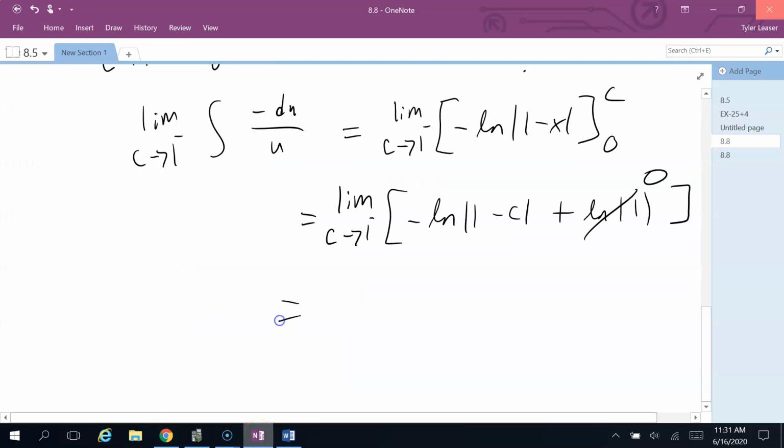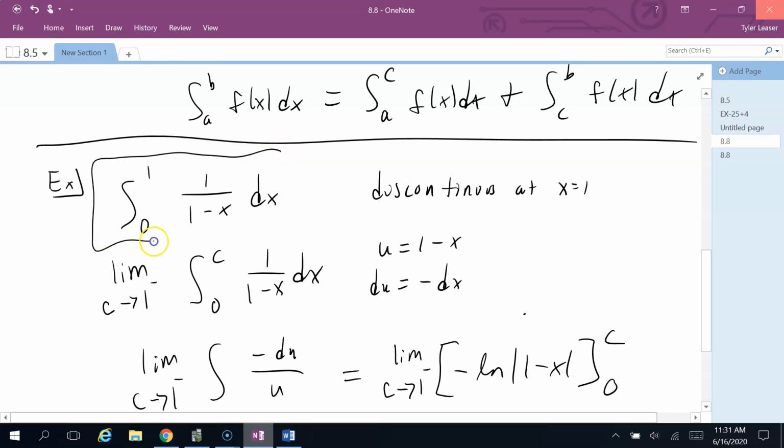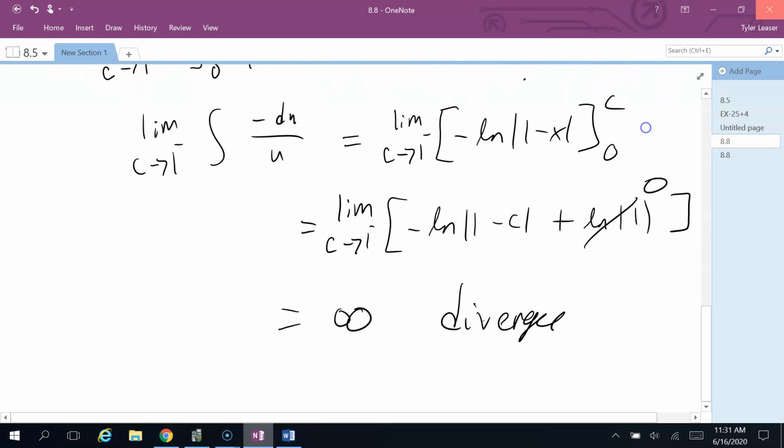So in other words, if I try to plug 1 in for this c as it approaches from the left, this is just going to blow up to negative infinity. But it already has a negative sign out in front, so it goes to positive infinity. What that means is that this particular integral diverges. So this does not have an answer to it. There's no area that satisfies that. Okay, let's look at one that would, though.